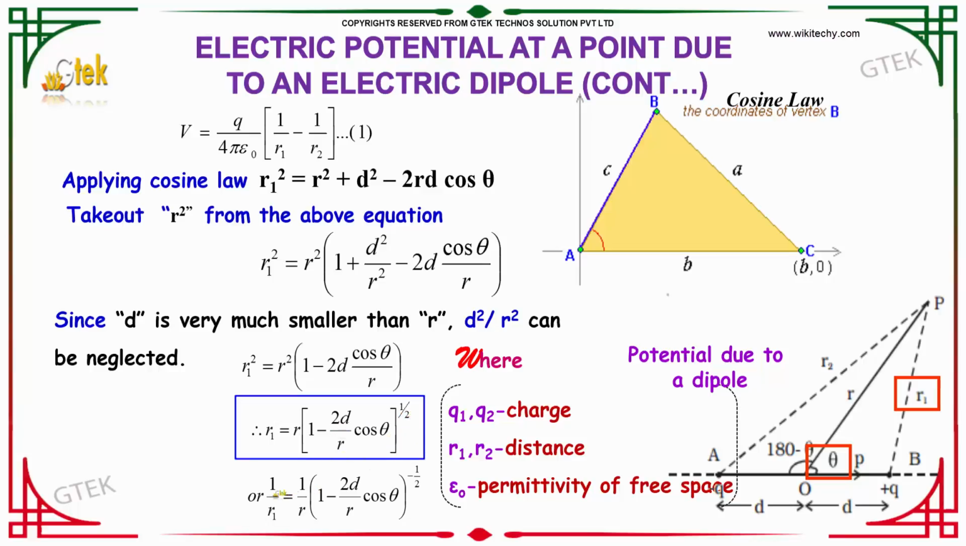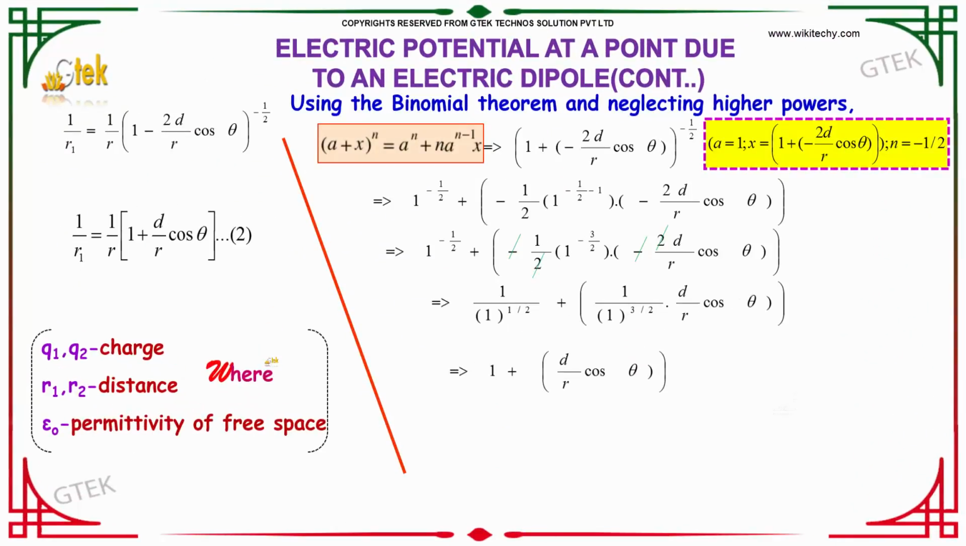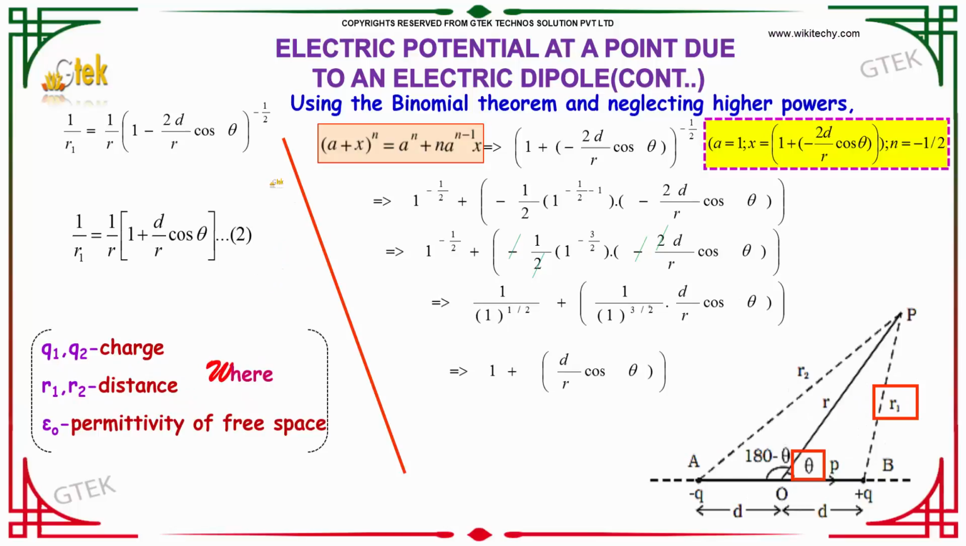This can also be rewritten as 1 divided by R1 equal to 1 divided by R multiplied by 1 minus 2D divided by R cos theta, the whole power minus 1 by 2. Now let's see what the next step is. By using the binomial theorem, we shall neglect the higher powers.